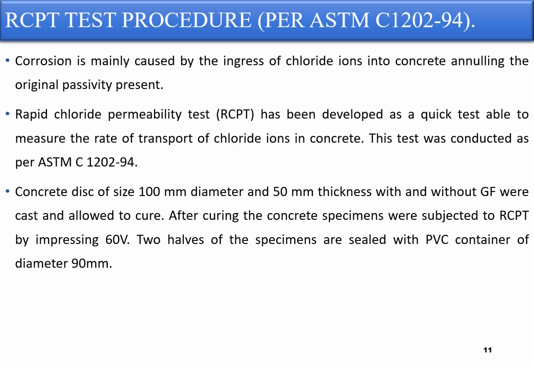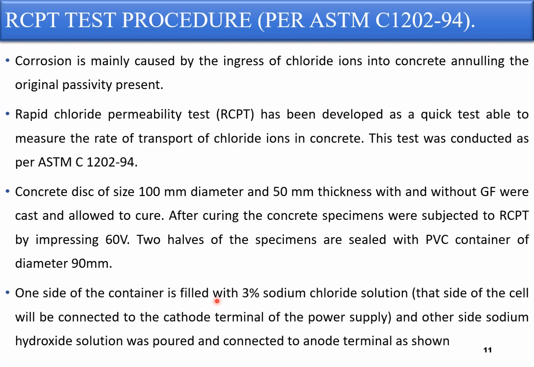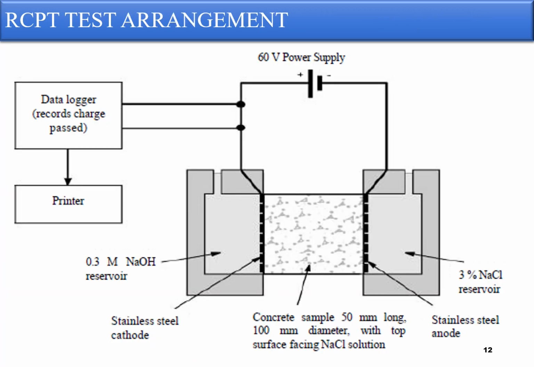Two halves of the specimens are sealed with PVC containers of diameter 90 millimeters. One side of the container is filled with 3% sodium chloride solution. That side of the cell will be connected to the cathode terminal of the power supply, and the other side, which is sodium hydroxide solution, was poured and connected to the anode terminal as shown in the figure. So this is how the typical arrangement of the RCPT test is shown.